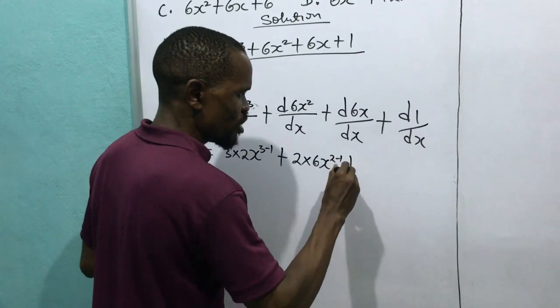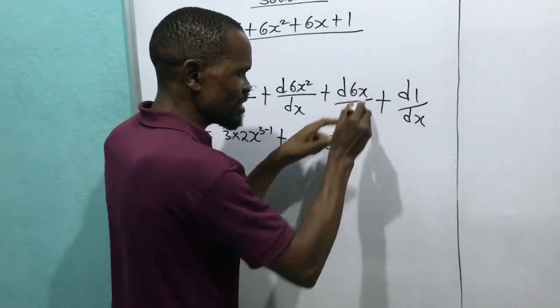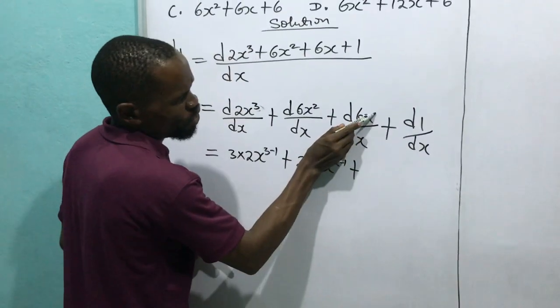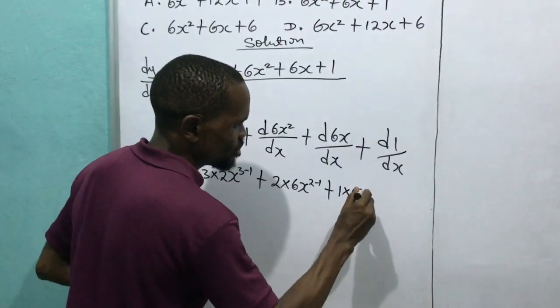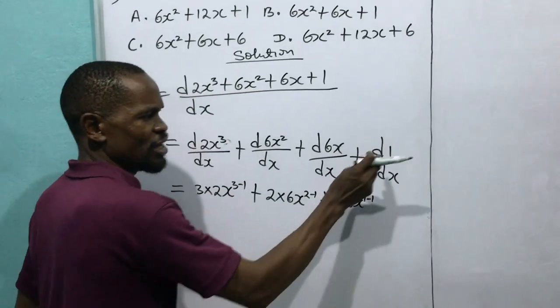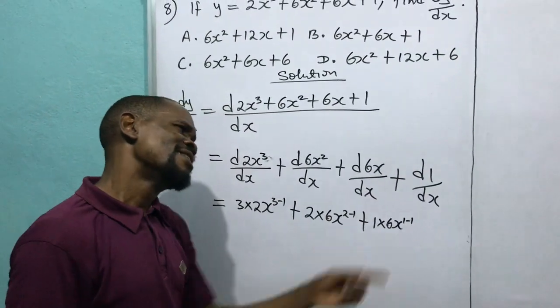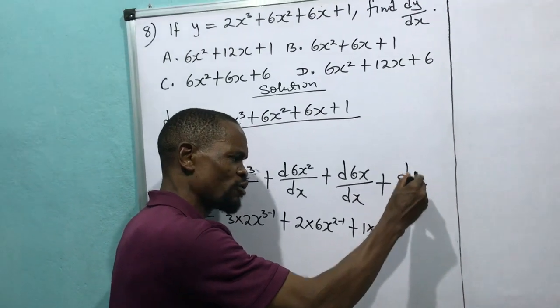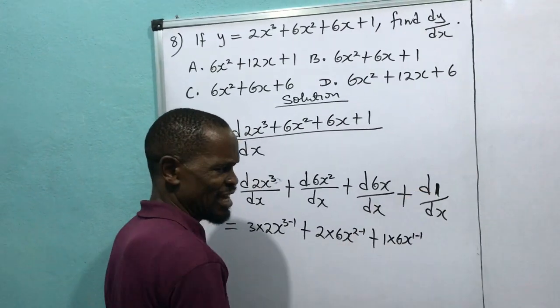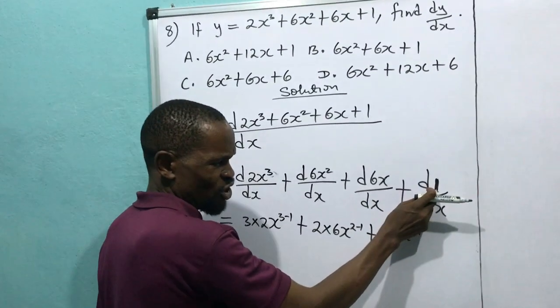Then this becomes plus. Then what's the power of x here? The power of this x is what? 1. You have 1 times 6x raised to the power 1 minus 1. Then coming to this one, child, this one does not contain x. You remember that the war unto this function, it's only people that contain x that will survive. This one does not contain x.